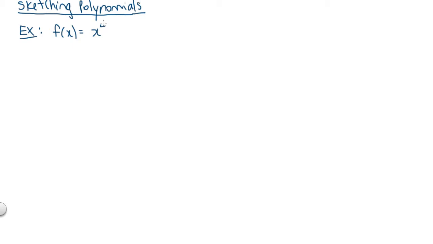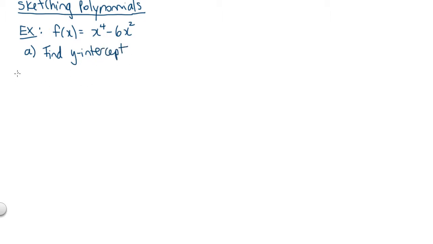Let's try an example involving sketching polynomials. So for this example, let f of x equal x to the fourth minus 6x squared, and we're going to go through a few different parts here, leading us into a sketch of the polynomial. So part A, let's find the y-intercept of this function.